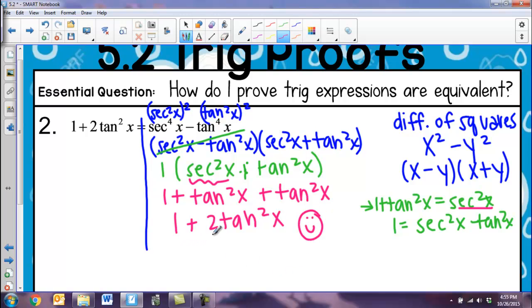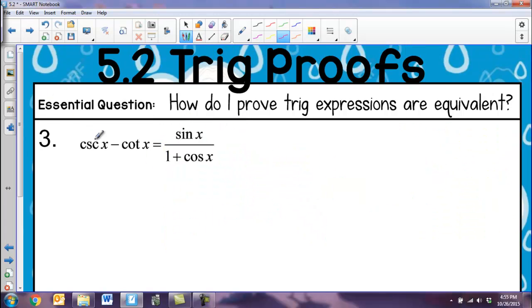Okay, so again, it doesn't matter which side you pick, pick the one that's harder, and then as you're going, look towards the other side and say, what do I really need to find here? And then see if you can make that happen on the side you're working from. Okay, so let's go ahead and look at this last one.